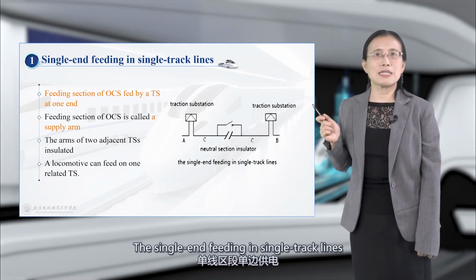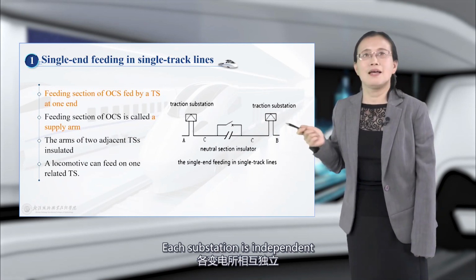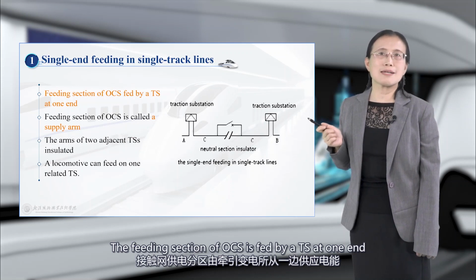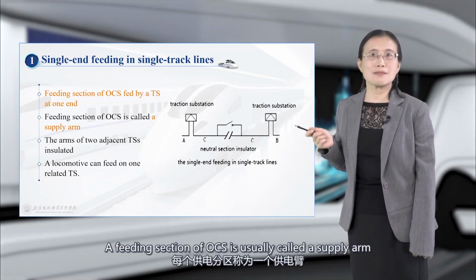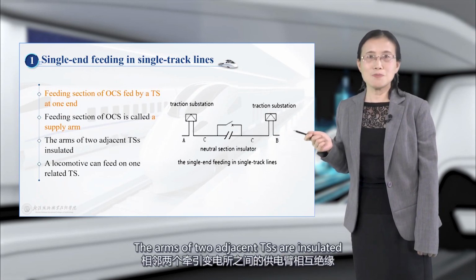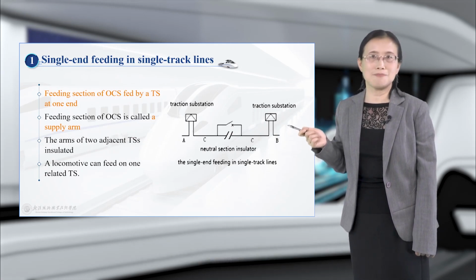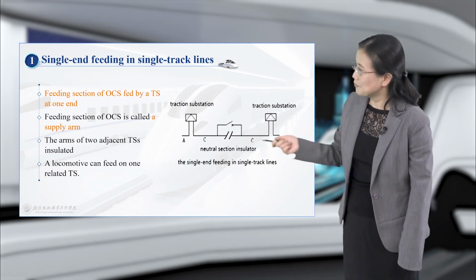The single-end feeding in single-track lines. Each substation is independent. The feeding section of OCS is fed by a TS at one end. A feeding section of OCS is usually called a supply arm. The arms of two adjacent TS are insulated, and a locomotive can only feed on one related TS.